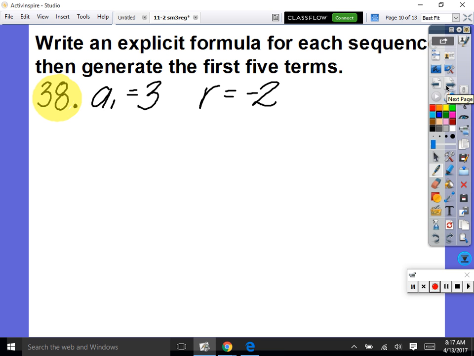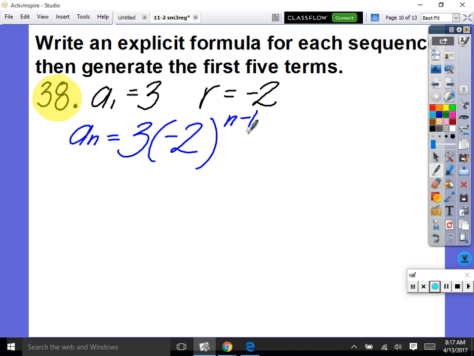Okay, here we go, 38. Write an explicit formula for each sequence and generate the first 5 terms. So here we go. We are writing a sub n is equal to a sub 1, which is 3, times our ratio, which is negative 2, raised to the n minus 1. There's our general formula that will allow us to find any term in the sequence.